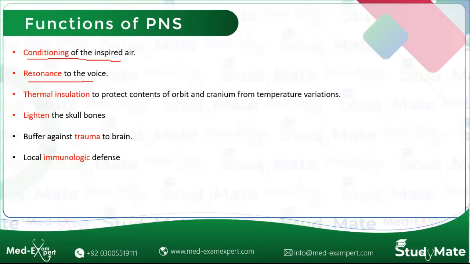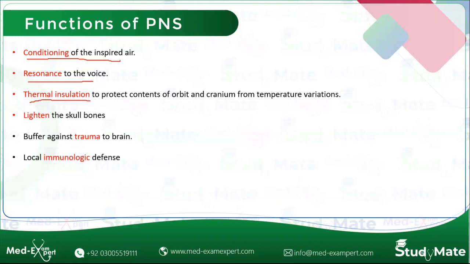Third, it provides thermal insulation to protect the contents of the orbit and the cranium from temperature variations. As air is a bad conductor of heat, this creates a thermal insulation which protects the eye and the brain.